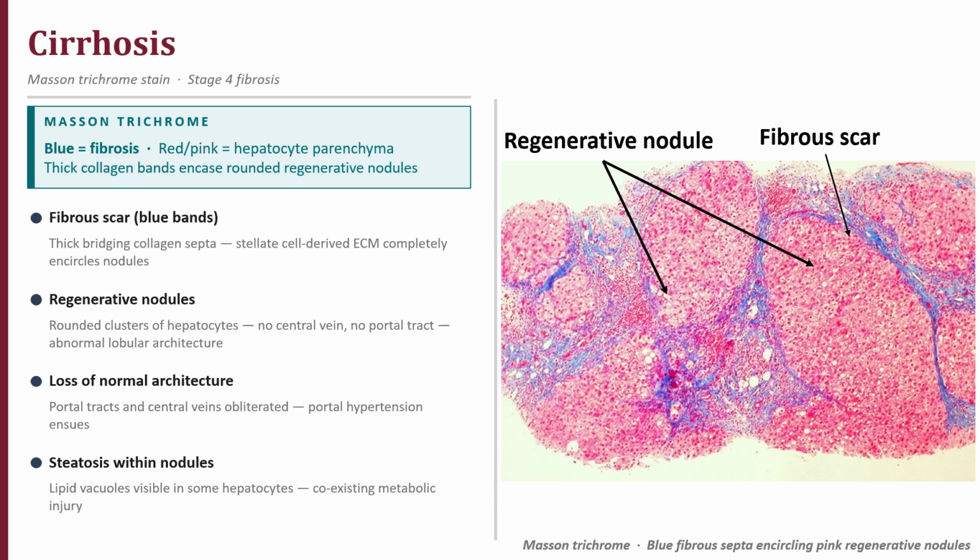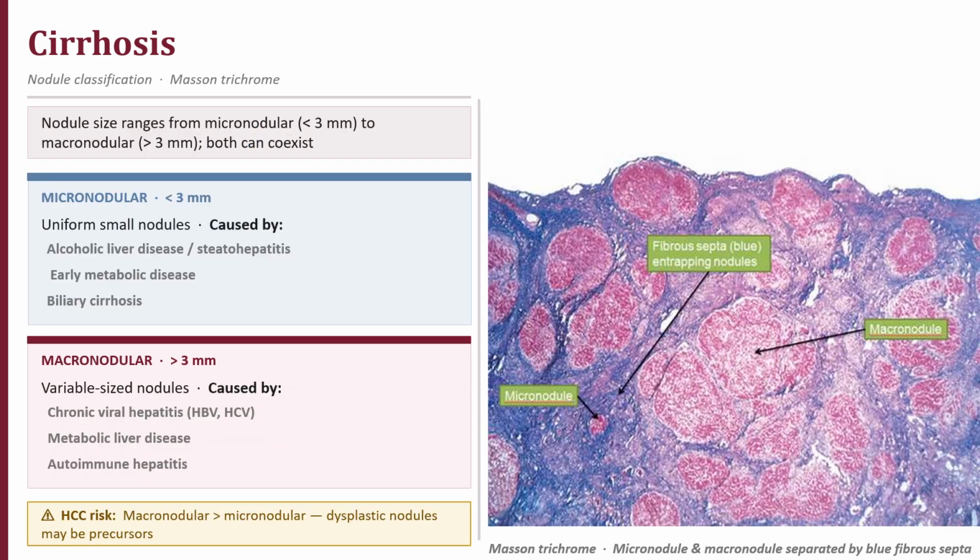Now, under the microscope, we can identify these regenerative nodules, specifically when we use the Masson trichrome stain, which will stain blue the fibrous scars, and we can easily see these regenerative nodules.